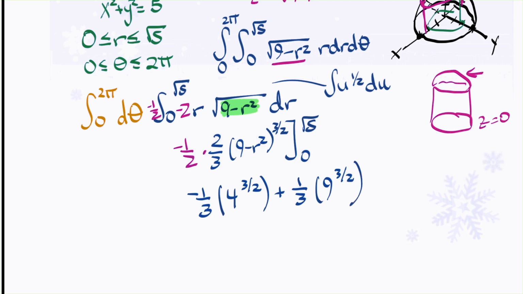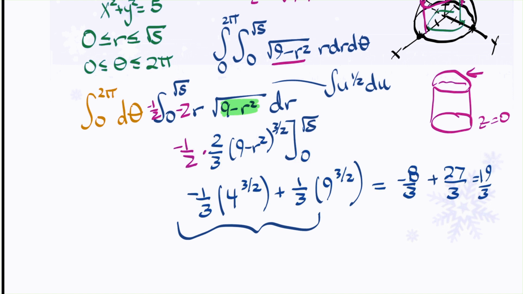So let's do this math. This is negative 1/3, 4 to the 3/2 power. The square root of 4 is 2, so that's negative 8/3, plus the square root of 9 cubed is 27, so 27/3. That gives 19/3. So that's the r portion of it.